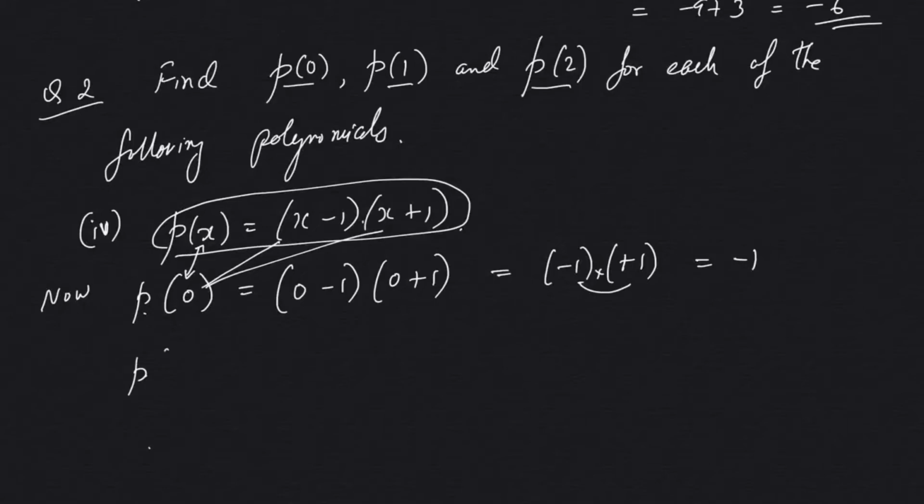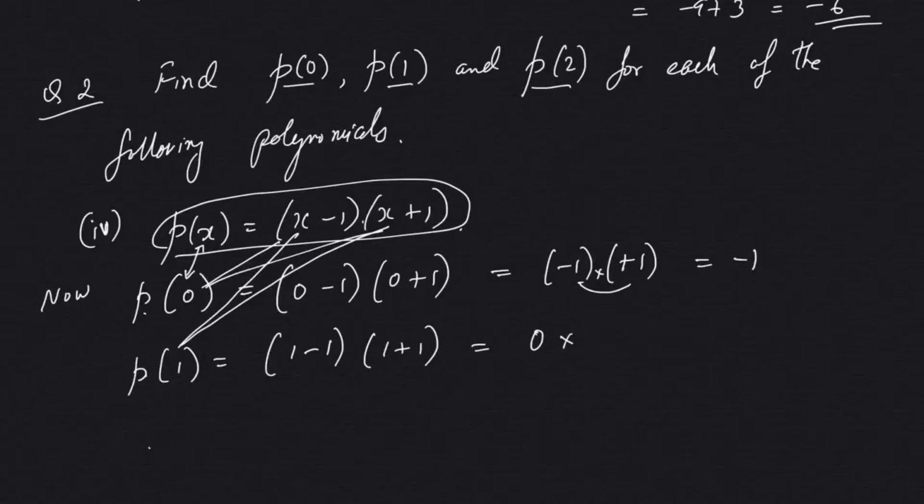Next, at p of 1, again you will have to find the value of the polynomial at x equal to 1. That means x will be replaced by 1, only the value of the variable. 1 minus 1 into 1 plus 1, simple as that. So 1 minus 1 is 0, into 1 plus 1, 2. So the answer is again 0.